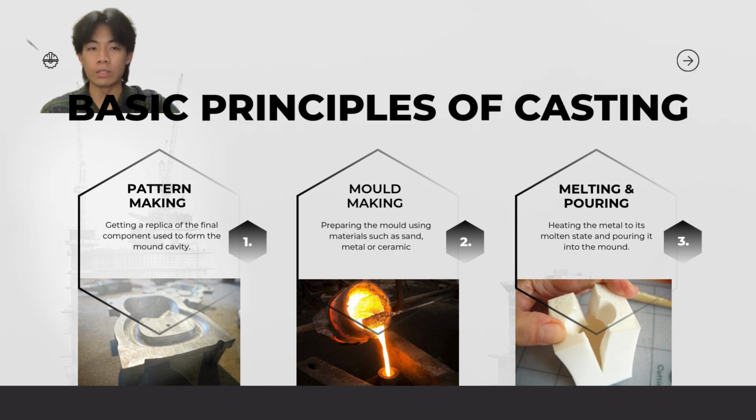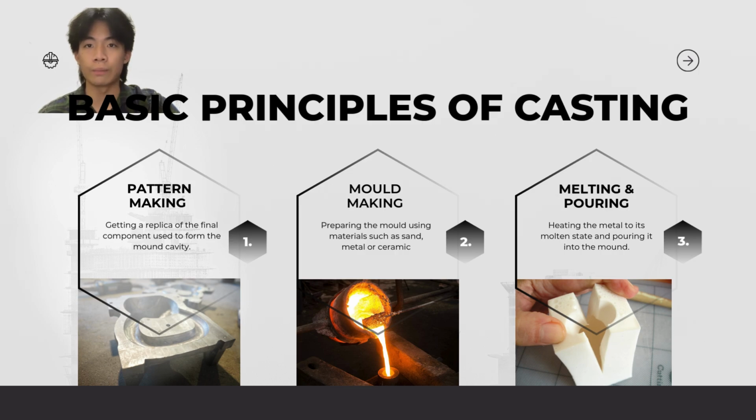Next is the basic principles of casting. There are 7. The first 3 are pattern making, mold making, and melting and pouring. As for pattern making, it is done by getting a replica of the final component used to form the mold cavity. The materials here is usually steel or metal as seen in the picture. Next is mold making. It is done by using sand, metal, or ceramic, and then it is prepared as a mold for the materials.